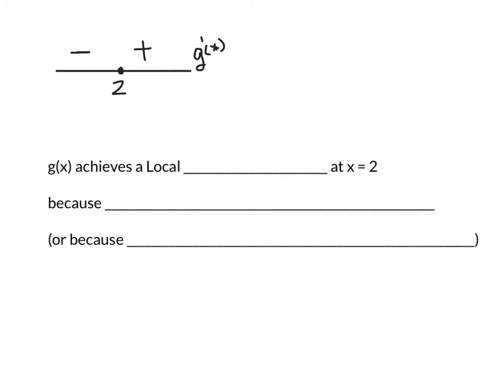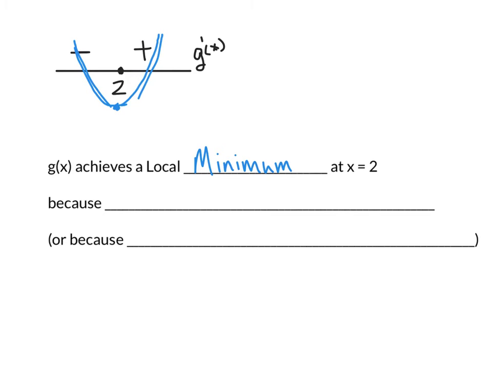So let's take a look at this sign chart. We should be able to identify if this point is going to yield a local maximum or a local minimum. When we're looking at the derivative, we see that the derivative changes from negative to positive, which means our original function was decreasing, then it stopped, turned around, and went to increasing. If we visualize this, that sure looks like this point would be a minimum, and it will be. So we say that g of x achieves a local minimum at x equals 2.